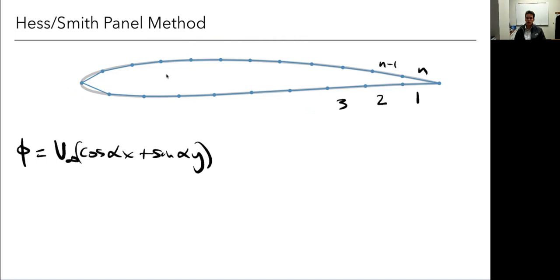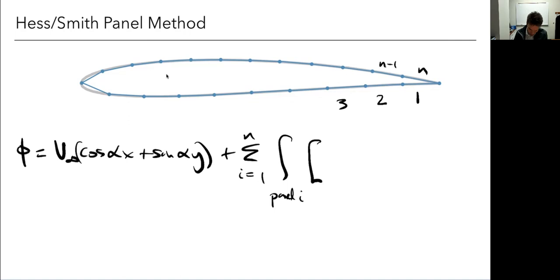Okay, but now the integral over the body is going to be changed into a summation over each panel, and then integration occurs only on each panel. So in other words, instead of integrating over the entire airfoil, we just have to integrate over one panel and then sum up across each panel. So we'll sum over i equals 1 to n, and then the integral just occurs over, say, panel i.